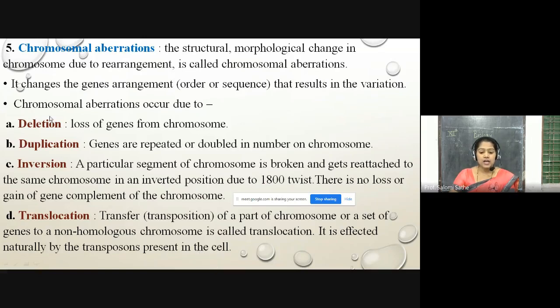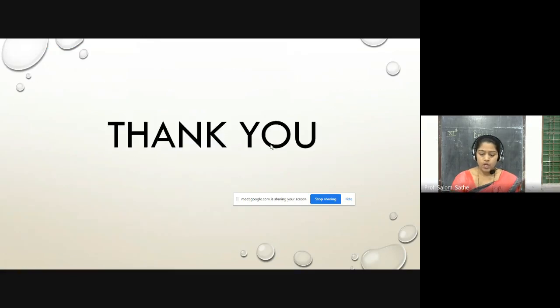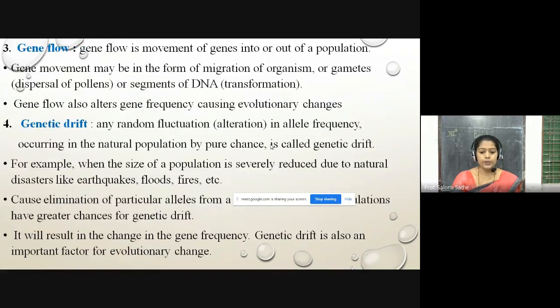Okay, these are the four factors of chromosomal aberration: deletion, first one; duplication. Deletion means to delete, duplication means to make a double copy, inversion means a segment is reversed, and lastly translocation, in which we see a transfer, a change of location. Okay, this is all about our today's lecture.